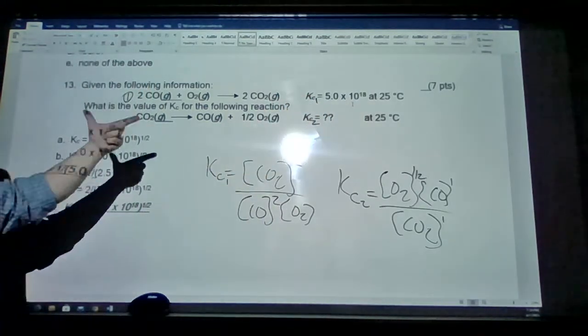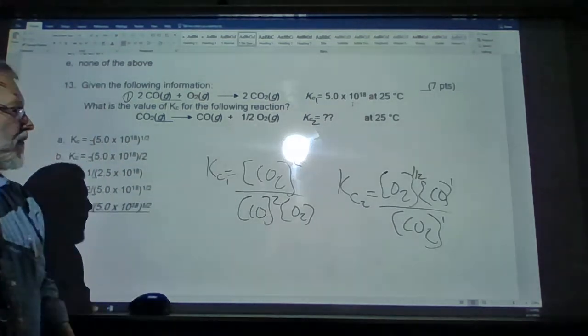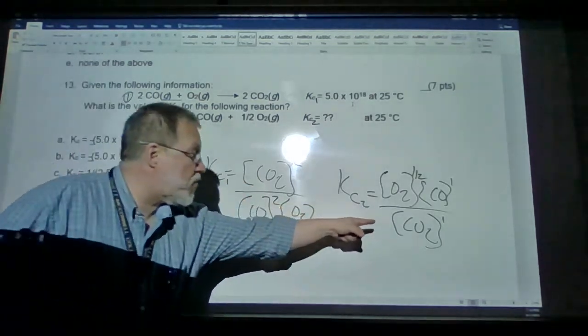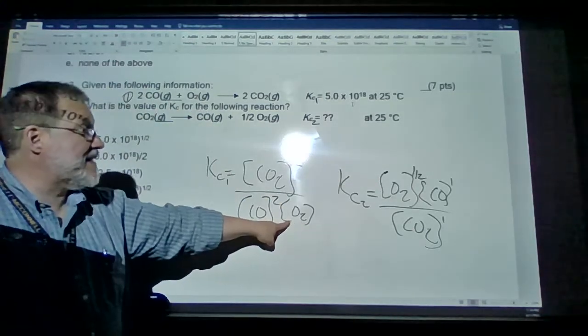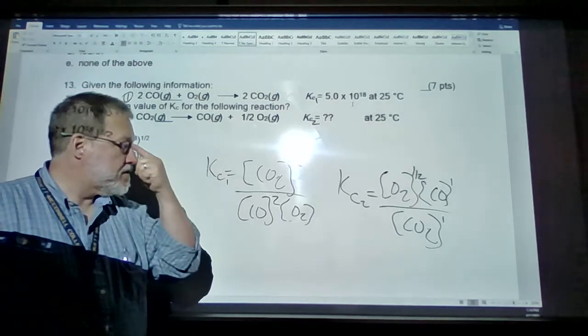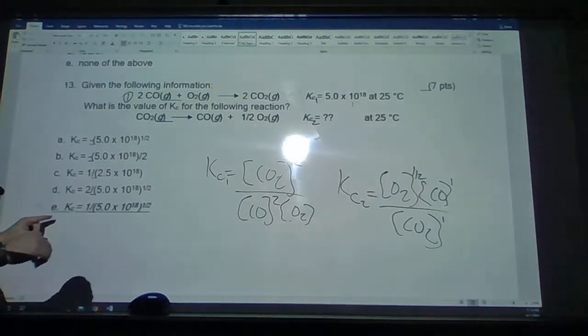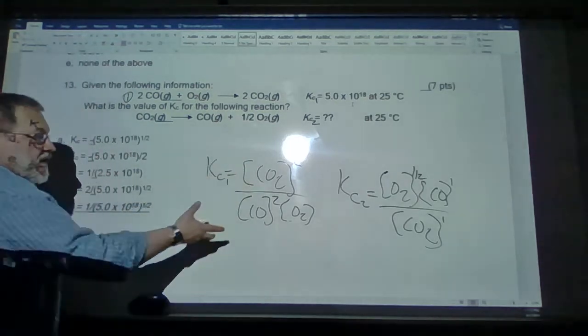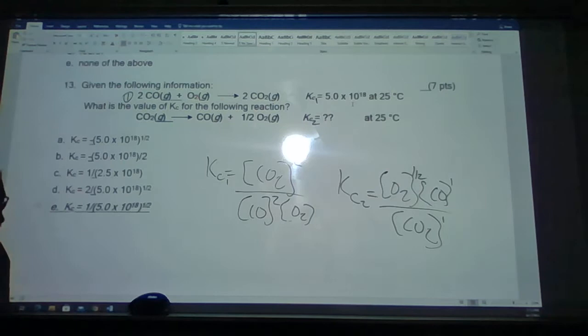We've also changed the coefficients in front of everything. We've cut everything in half. So if we cut this in half, this is 1. If we cut this in half, that is 1. If we cut this in half, that's 1/2. So the relationship between K sub C2 is this inverted taken to the 1/2 power.